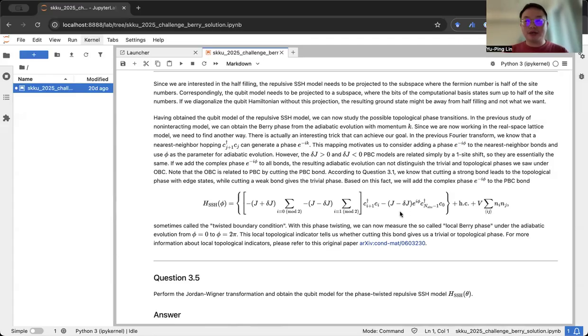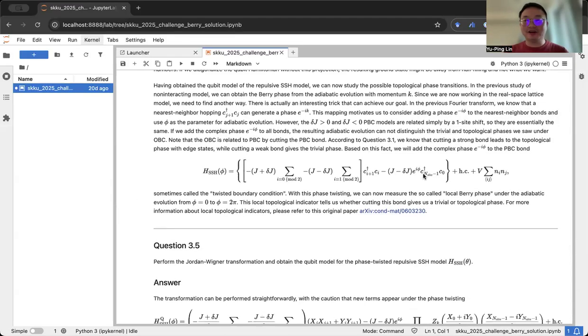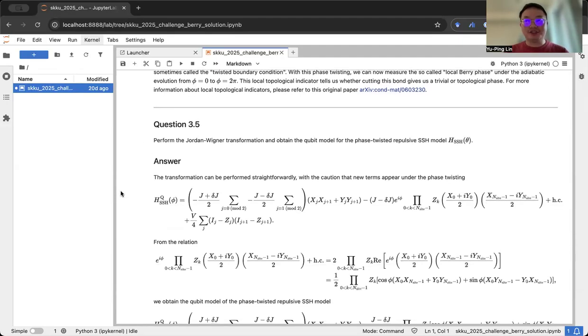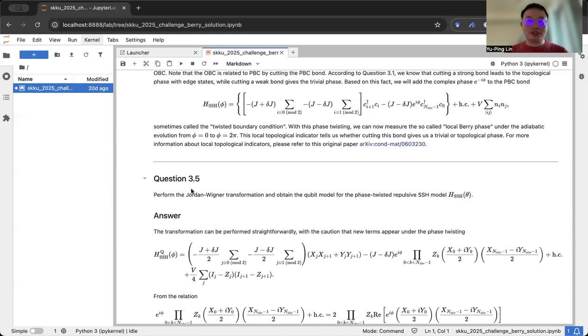Particularly, we will add this complex phase to the periodic boundary condition bond, that is, the connection between the first and the last sites. We will add a complex phase to this single bond and see if we can measure a change in the global topology. This kind of change in the boundary condition is sometimes called the twisted boundary condition. We will vary the complex phase from 0 to 2 pi and see if we can get the non-trivial Berry phase.